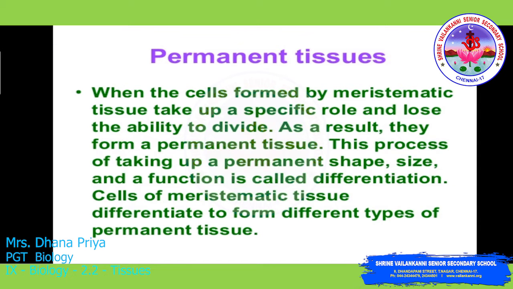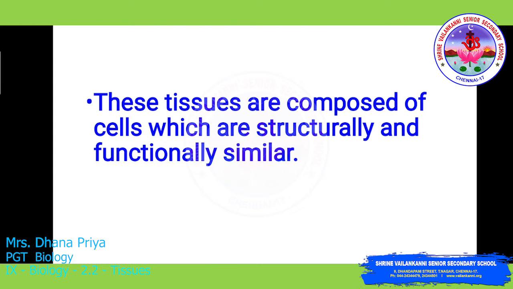So first we discuss permanent tissue. When the cells formed by meristematic tissue take up a specific role and lose the ability to divide, as a result, they form a permanent tissue. This process of taking up a permanent shape, size and function is called differentiation. Cells of meristematic tissue differentiate to form different types of permanent tissues. These tissues are composed of cells which are structurally and functionally similar. So only we are calling them simple permanent tissues.